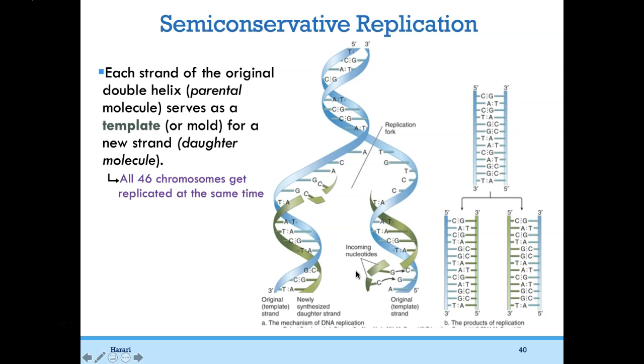Right, so again, just to illustrate semi-conservative replication, each strand separates and serves as a template, like a mold, for the new daughter strand to be built. So if there's a T in the parent DNA, an A will be put in. If there's a G, there's going to be a C. G, another C. And these new nucleotides will be put in one by one. All 46 chromosomes get replicated at the same time in the case of humans.